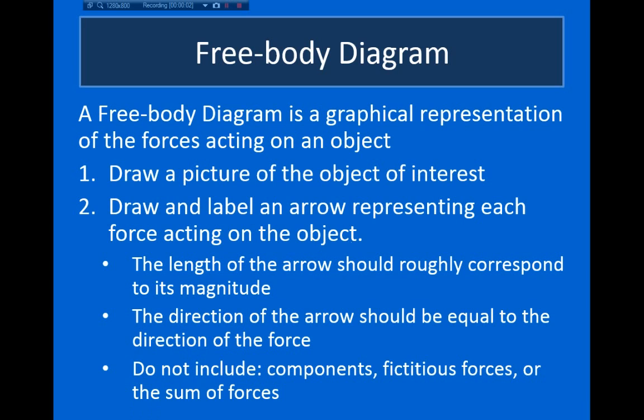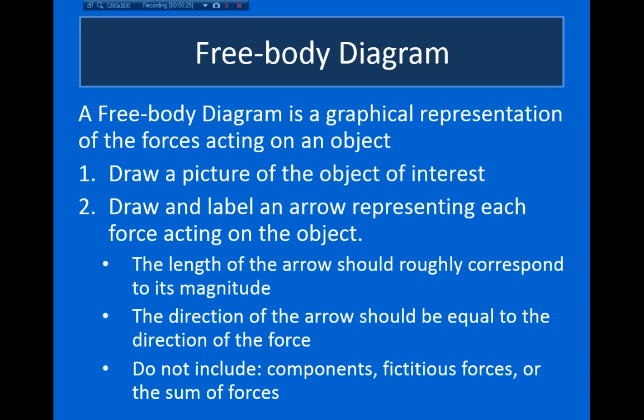Hello and welcome back. In the previous video, I talked about Newton's first and second law, and I introduced the normal force and the force due to gravity. In this video, I want to talk about free body diagrams, which is a graphical way that we represent the forces being exerted on an object, and then I want to work through a few simple examples.